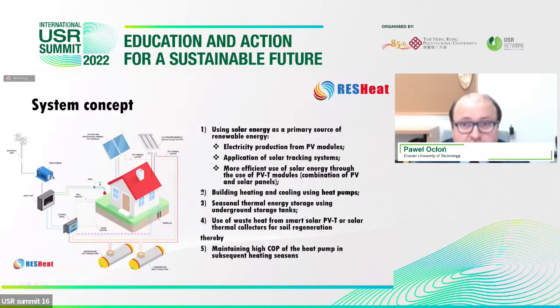The concept of this system is that we use solar energy as the primary renewable source for producing electricity from PV modules. We also apply solar tracking systems to reduce space and increase efficiency. For more efficient use of solar energy, we use PVT panels, which combine PV and solar thermal panels. Cooling the PV panels with PVT decreases the panel surface temperature and increases electrical energy production. We heat and cool the building using the heat pump.